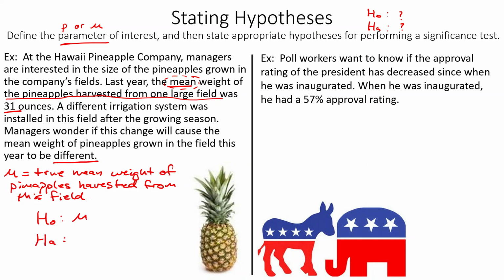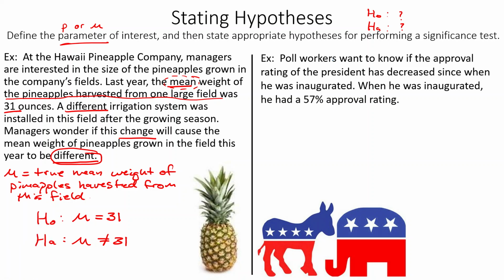All right, and now we're going to state what our hypotheses are that we would like to test. So we start out always with equal to. We're working with mean, so we're going to use mu equals. And we were told last year was 31, so 31 seems like a reasonable answer. Now we want to know, is it different this year? Because we changed the irrigation system, will it change the mean weight? So we say the mean is not equal to 31. We don't know if it's going to increase. We don't know if it's going to decrease. We just think it's going to be different. So let's just check and see, is it different?